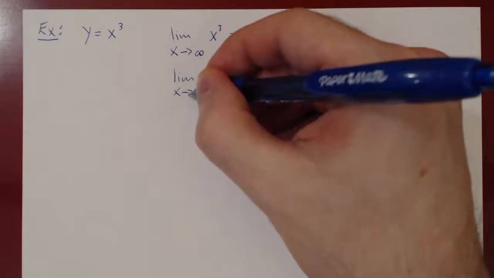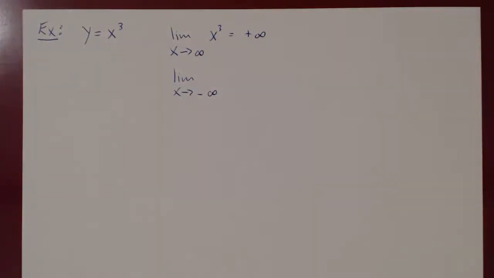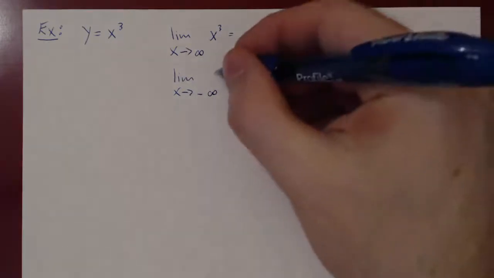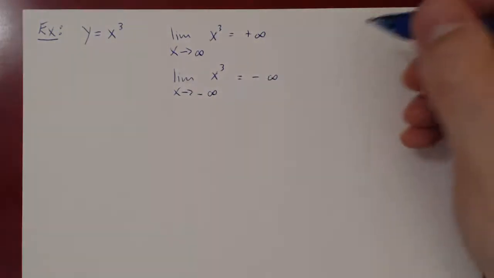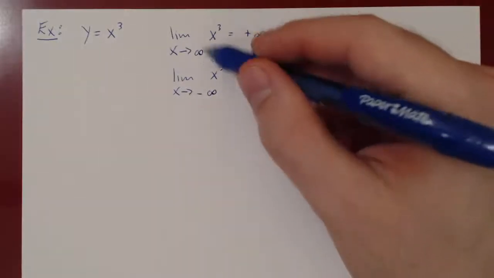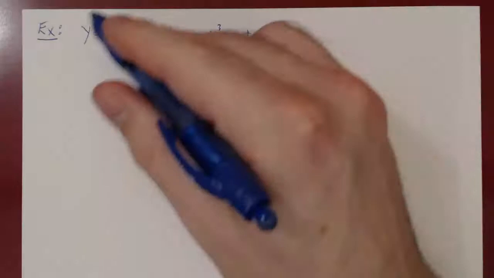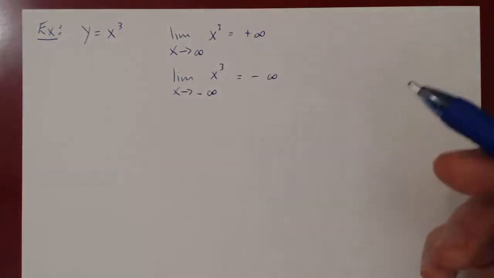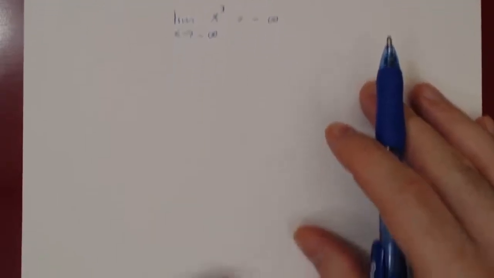And as x goes to negative infinity, x cubed also goes to negative infinity. So you see that whether x approaches positive or negative infinity, the y values are not getting closer and closer to any fixed real number. So this function has no horizontal asymptote. And that's it. There's none.